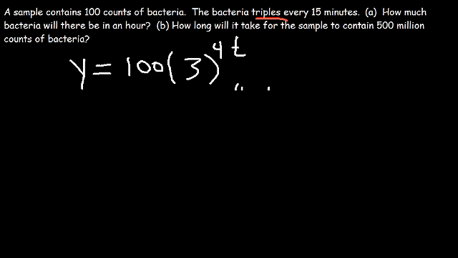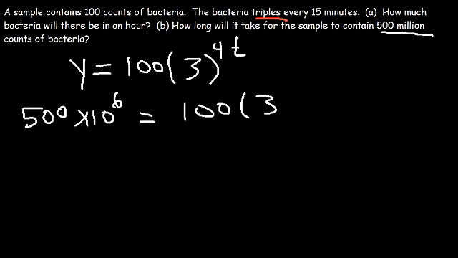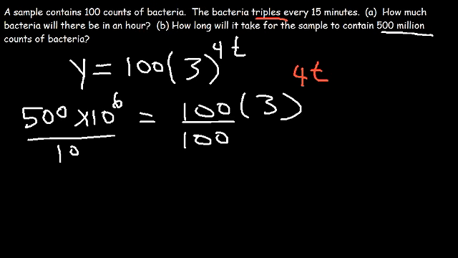Now let's focus on the second part of the problem. How long will it take for the sample to contain 500 million counts of bacteria? So we need to solve for t. t represents the time. So in this case, y is 500 million. We can write that as 500 times 10 to the 6. Now what's the first thing that we need to do in order to solve for t? The first thing that we should do is divide by 100. 500 divided by 100 is 5.